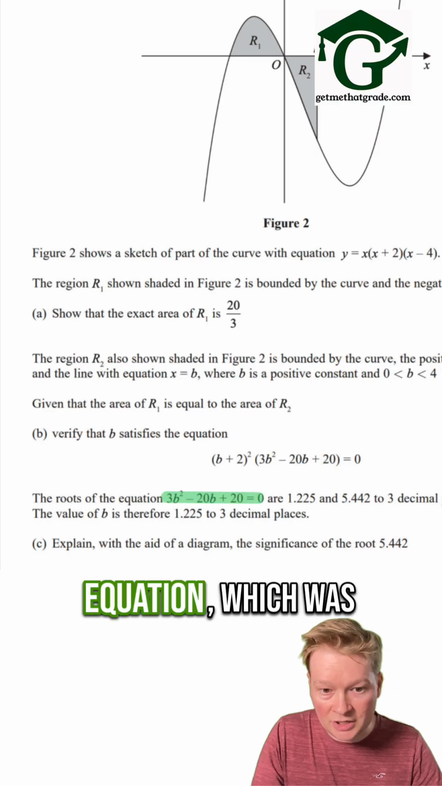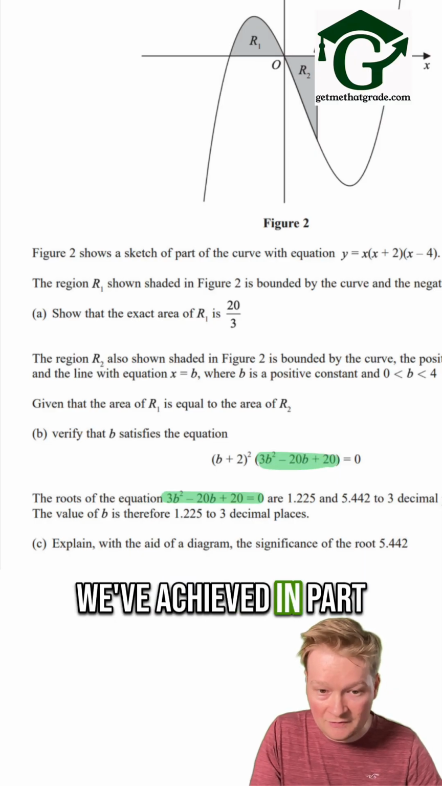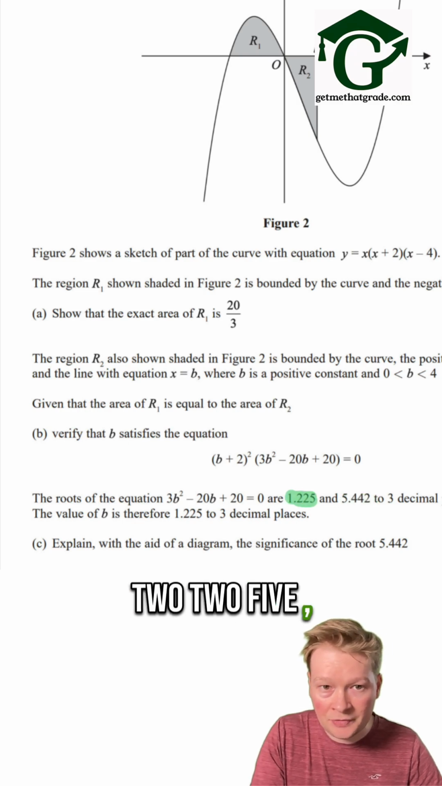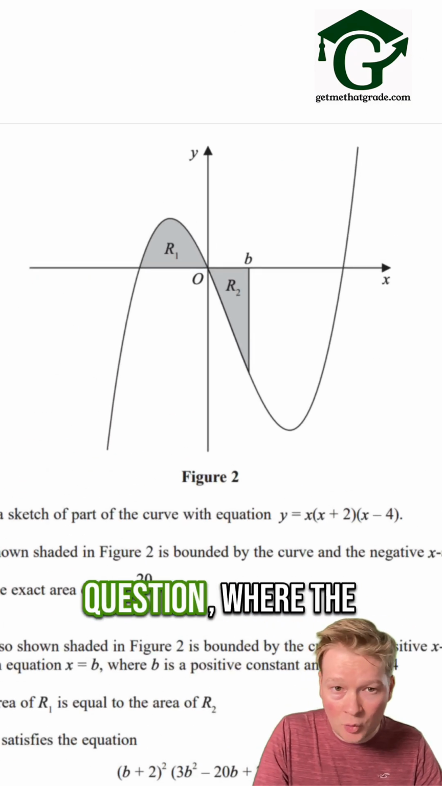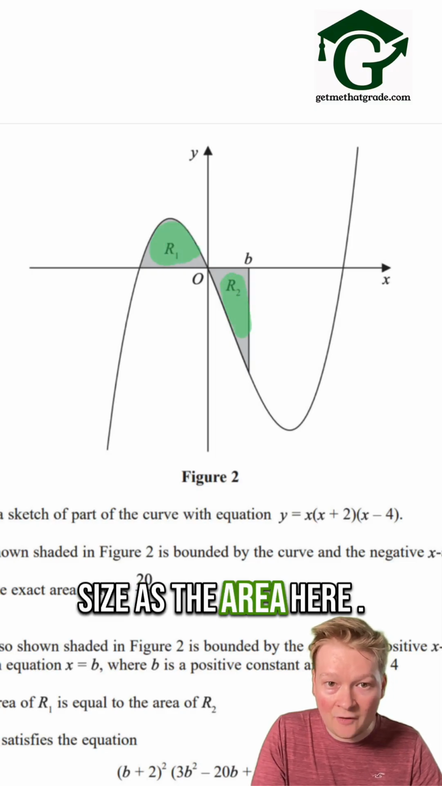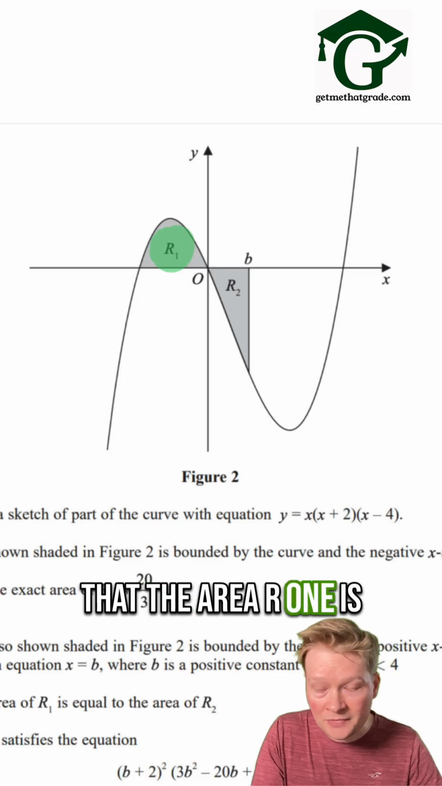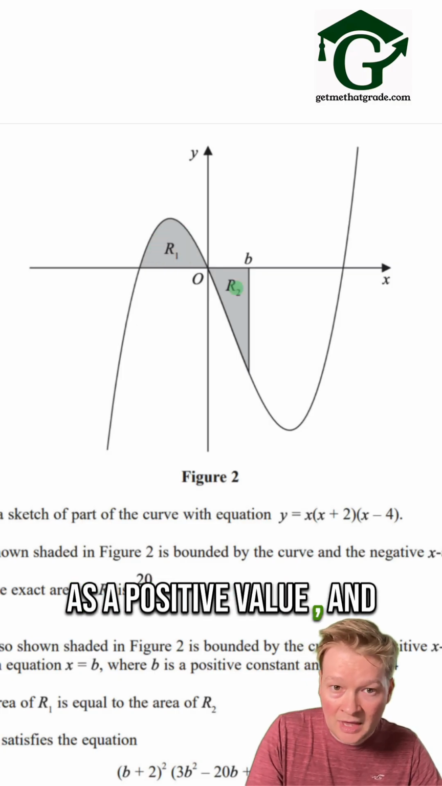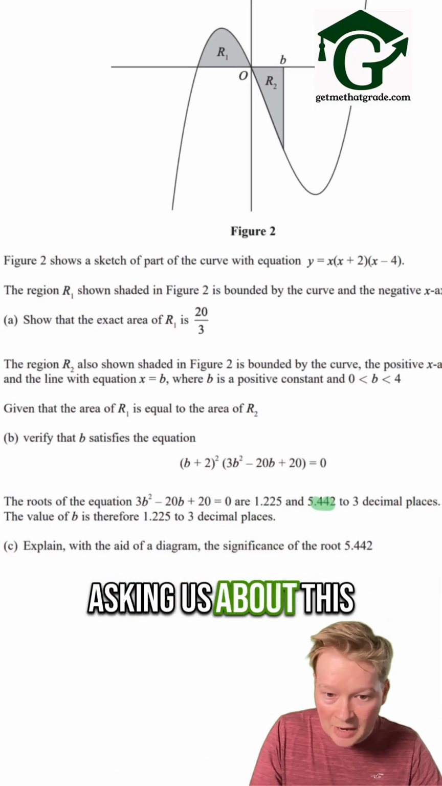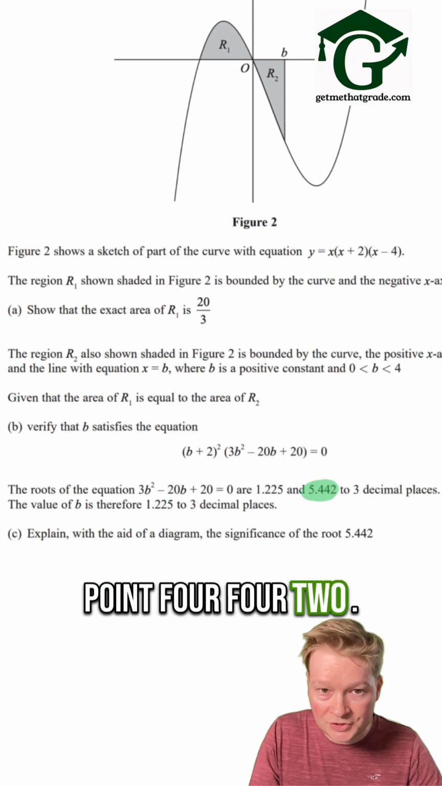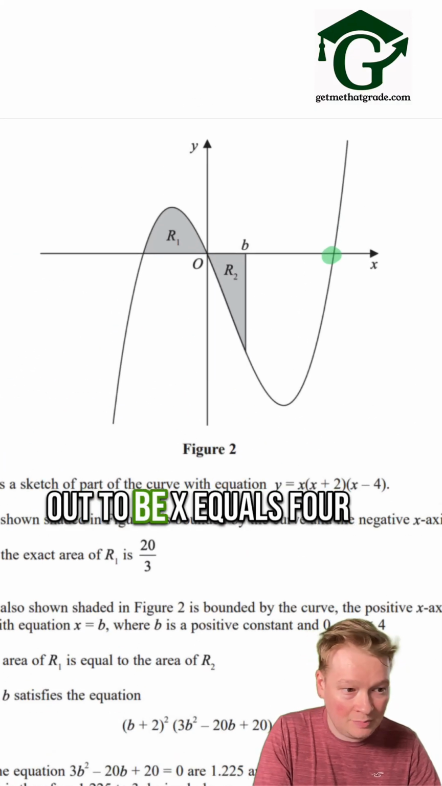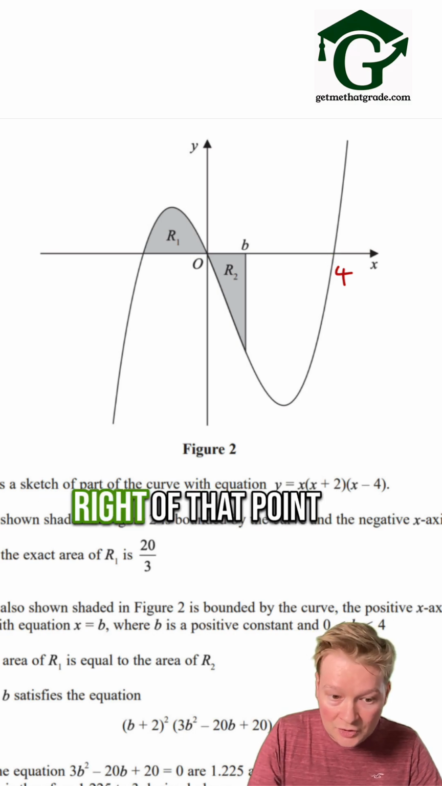So in solving this equation, which was derived from what we've achieved in part B, we've ended up with two possible answers here. This answer, 1.225, corresponds to the case shown in the diagram in the question, where the area here is the same size as the area here. Remember though that the area R1 is treated by integration as a positive value, and the area R2 is treated by integration as a negative value. But this question's asking us about this other value here, 5.442. Well, that would correspond to a value further than this point here, which remember, we worked out to be x equals 4. So it would be a value to the right of that point.